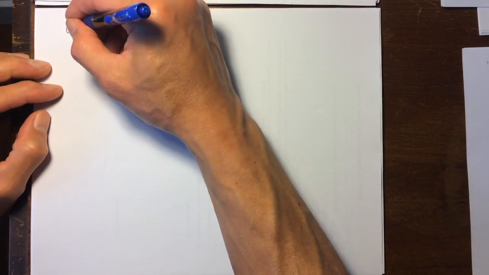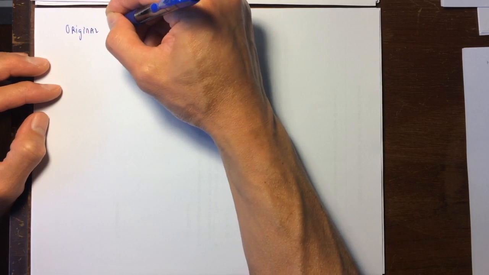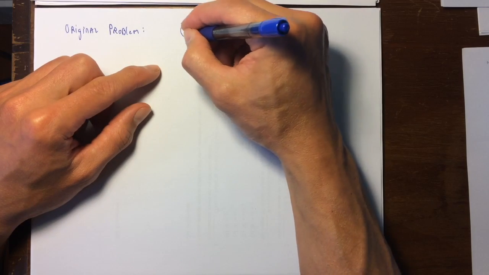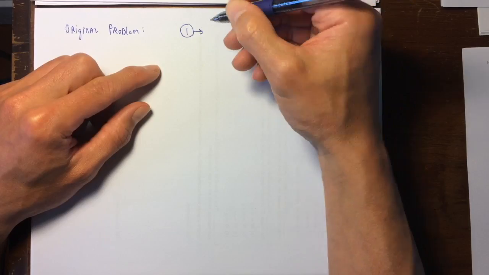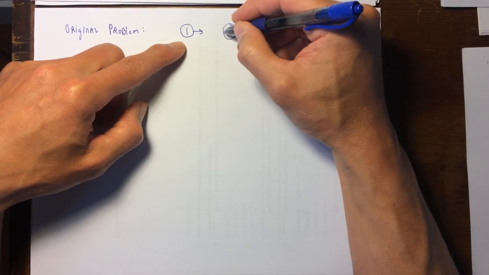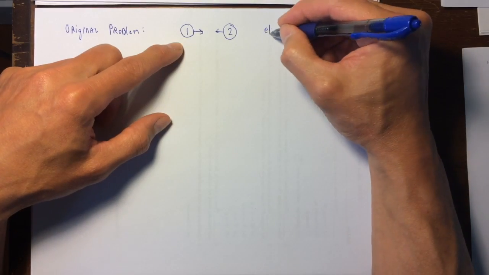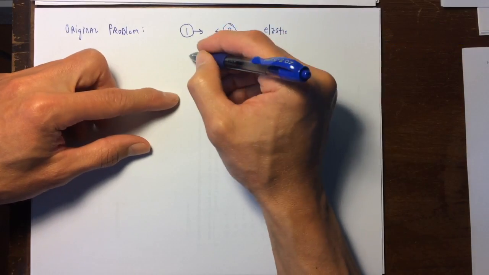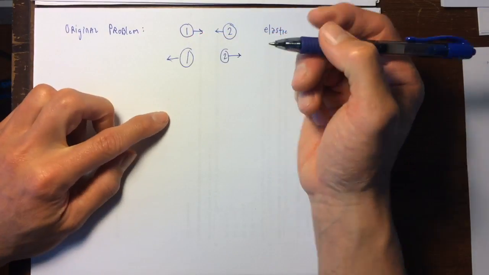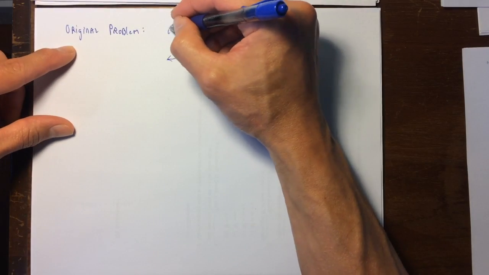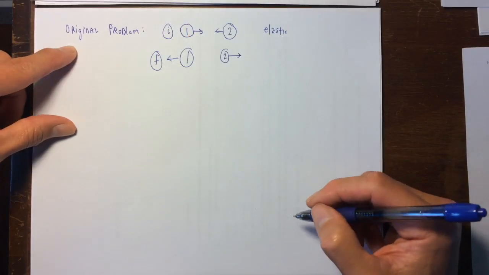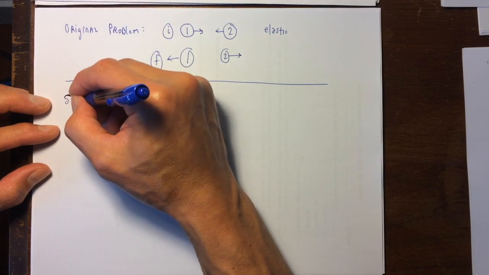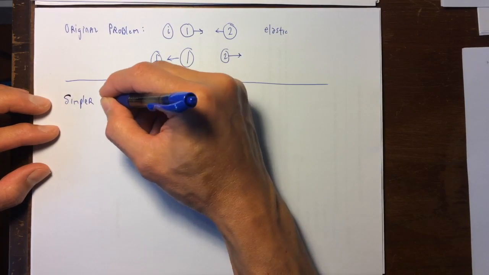So the original problem kind of looked like this. Had an object, number 1, headed into a collision zone, and number 2 is also headed into that collision zone. They're going to have elastic interaction, and number 2 leaves the collision zone, and number 1 leaves the collision zone. So this was the initial, and this is the final, right? Before and after the collisions.